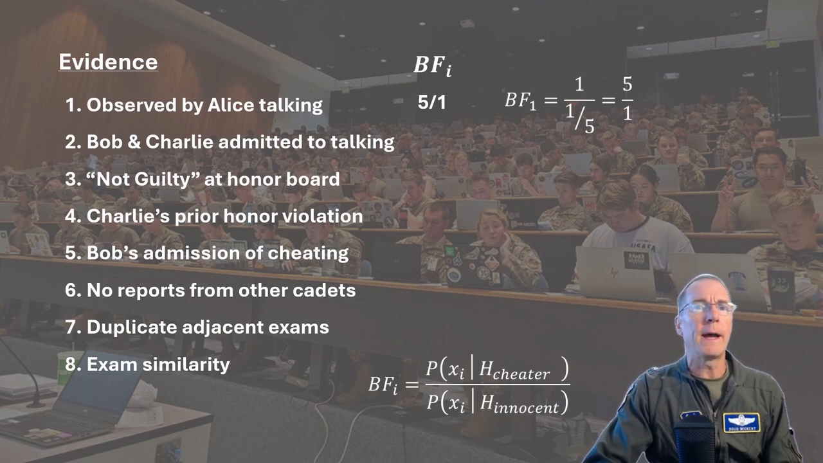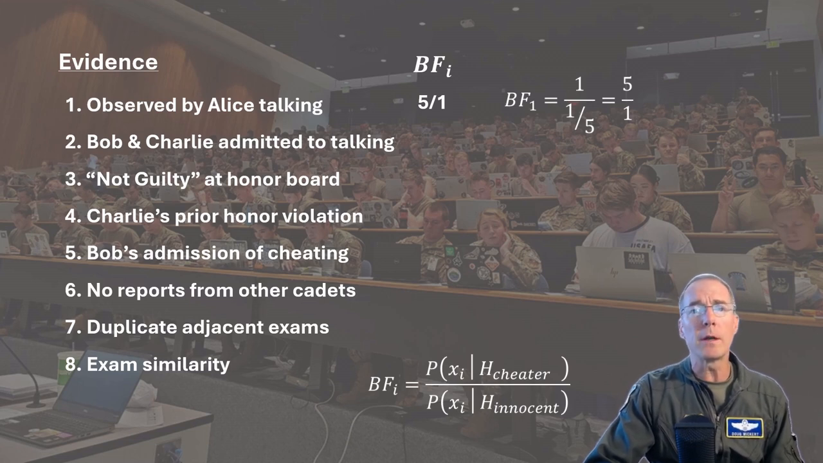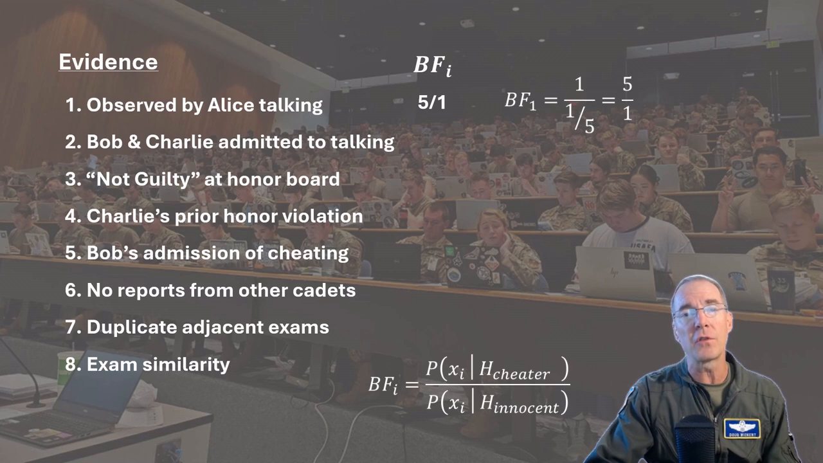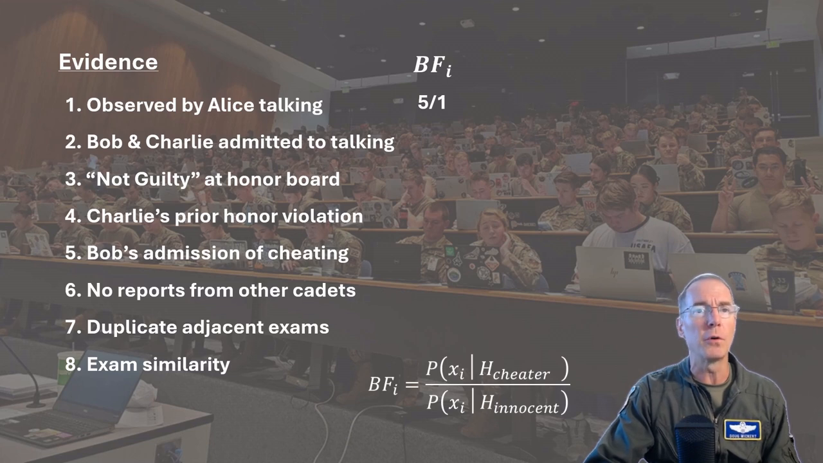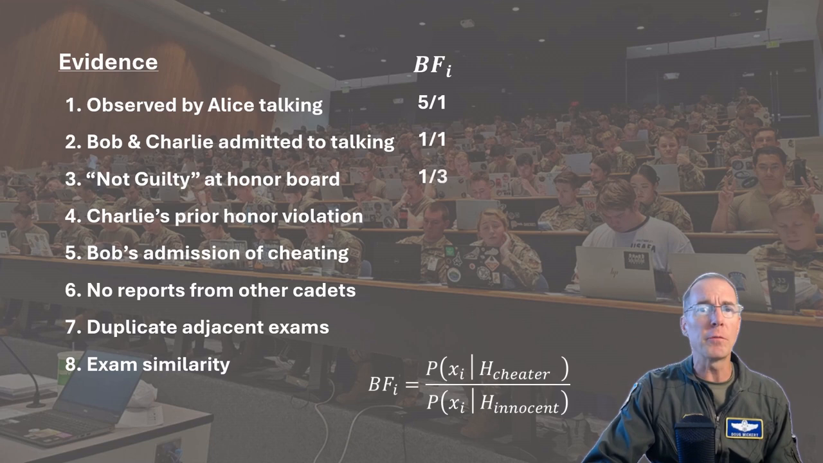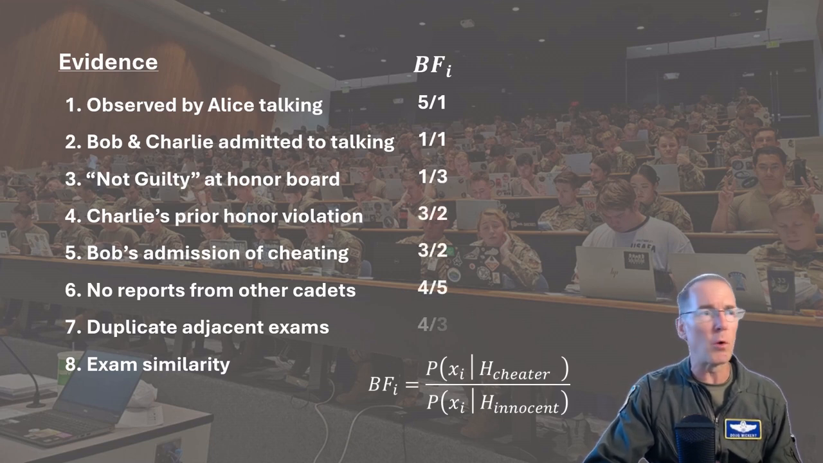As far as Bob and Charlie's claim to only be arranging a ride to the airport, I'll give them the benefit of the doubt and assess equal probability of observing the data, the fact that they were talking, under either hypothesis, so the Bayes factor is 1 to 1. Likewise, here's my judgment on all the other pieces of evidence. I won't walk through the exact detail except for the last one.